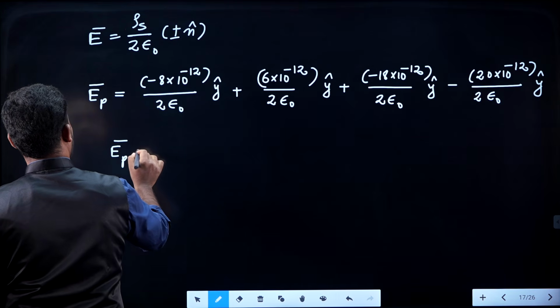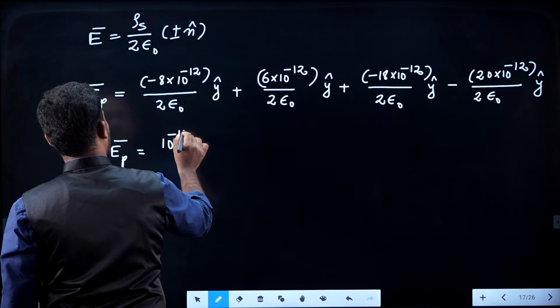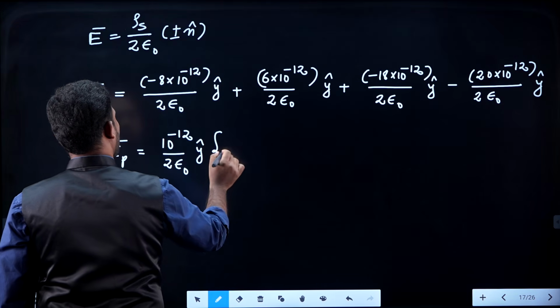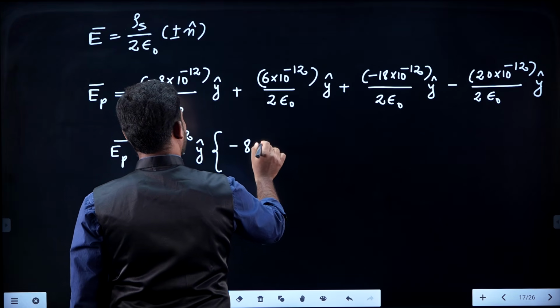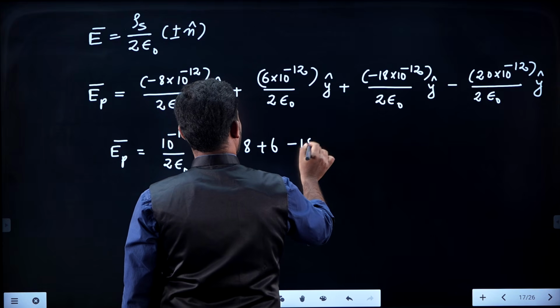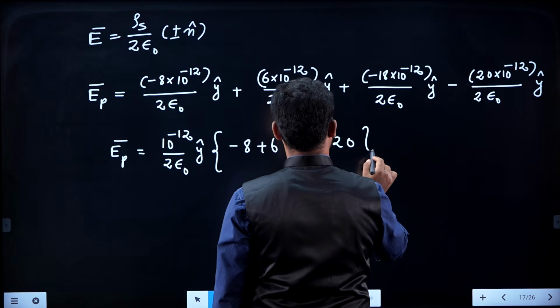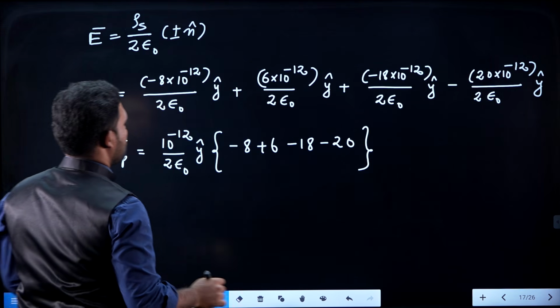So, E_P is equal to minus 8 plus 6 minus 18 minus 20. Okay.